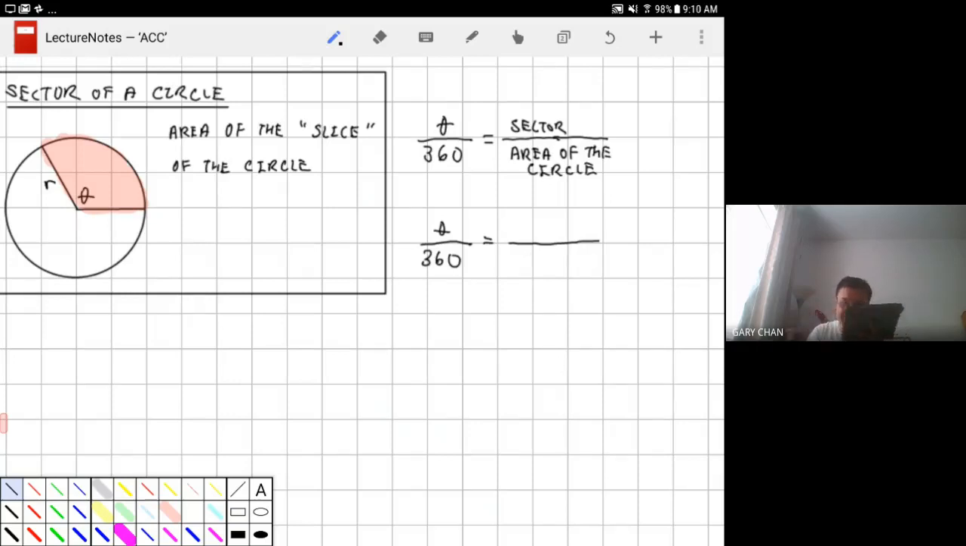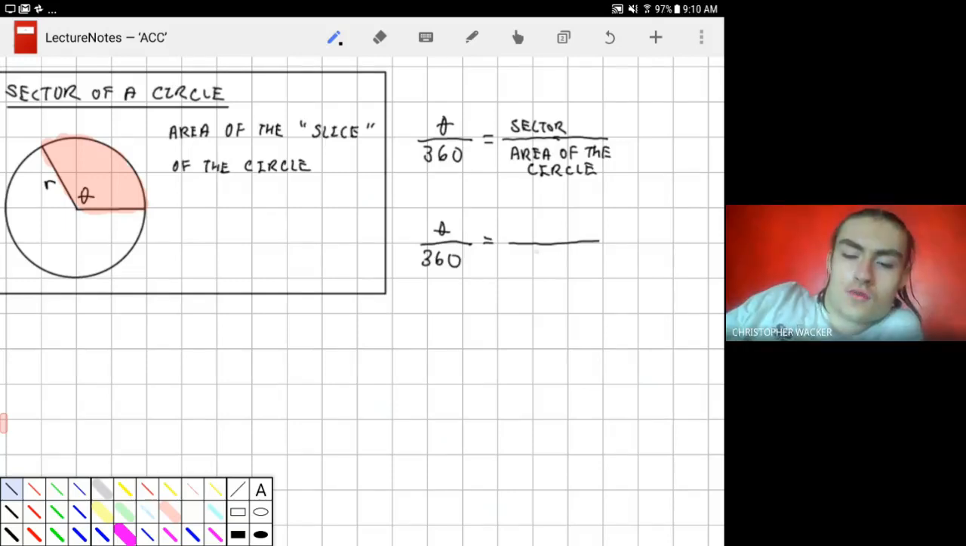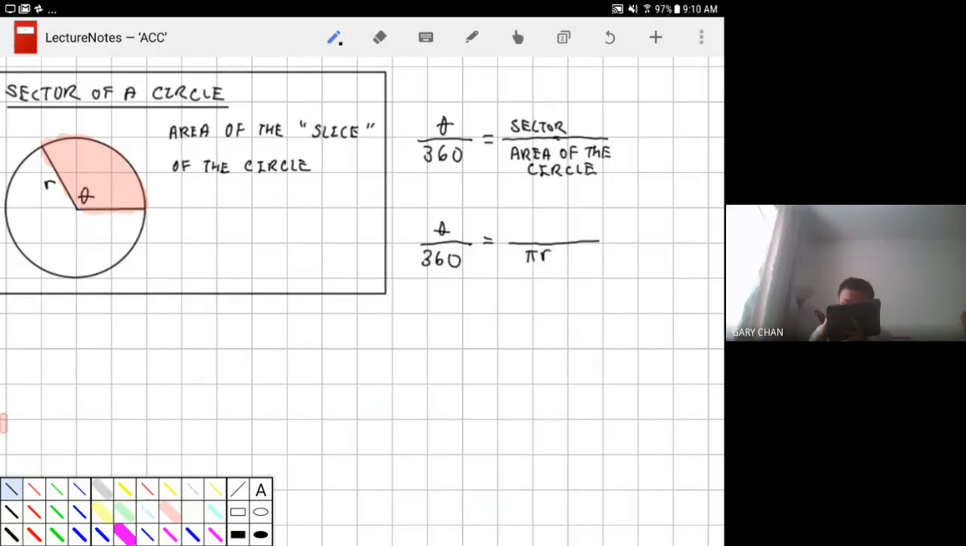What's the area of the circle again? Pi r squared. Thank you. So the area of a circle is pi r squared, okay? And then the sector, I want to give a letter. I'm going to use the letter A to represent the area of the sector.